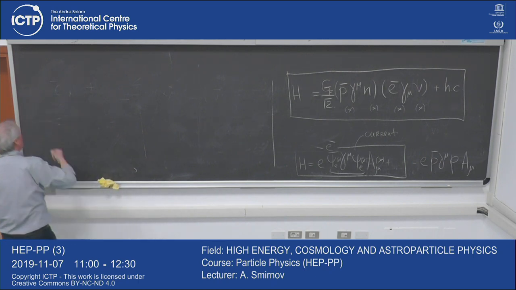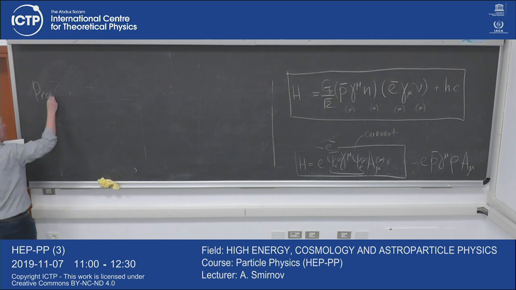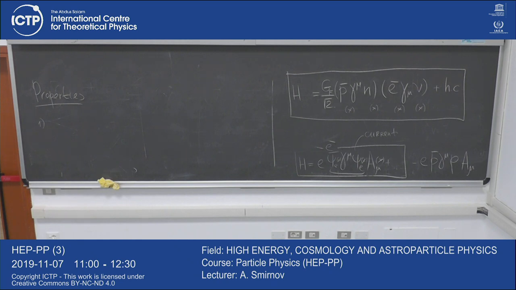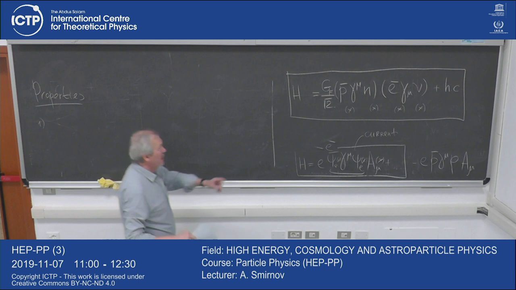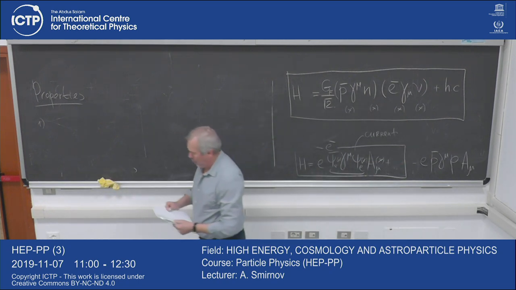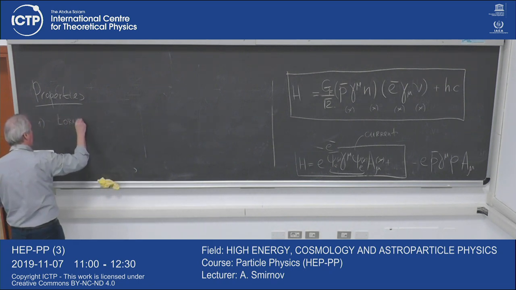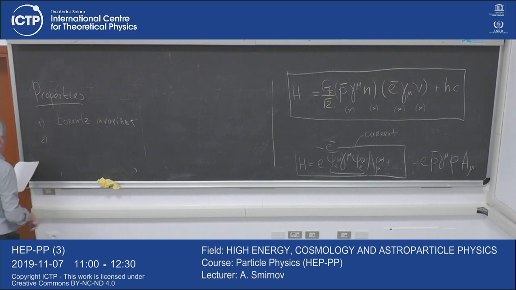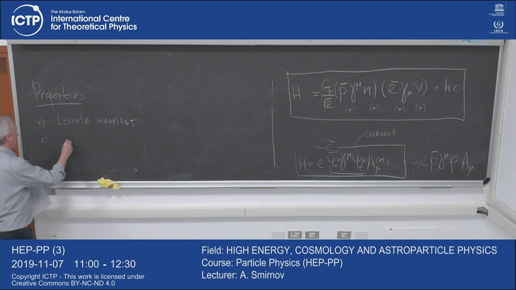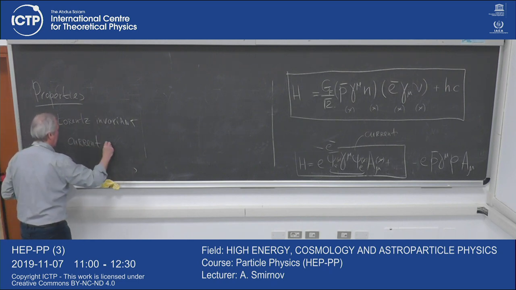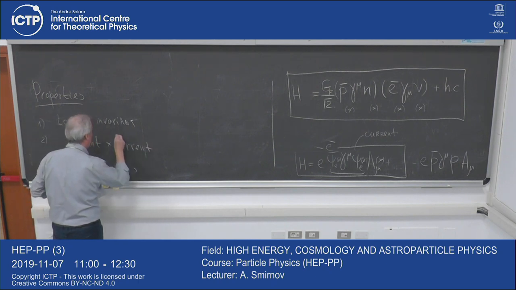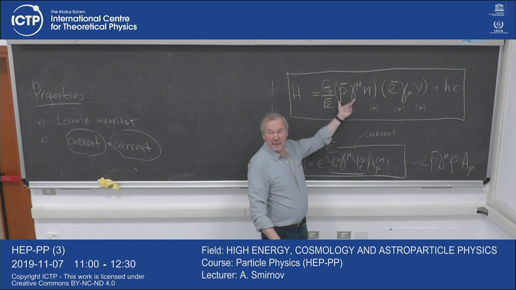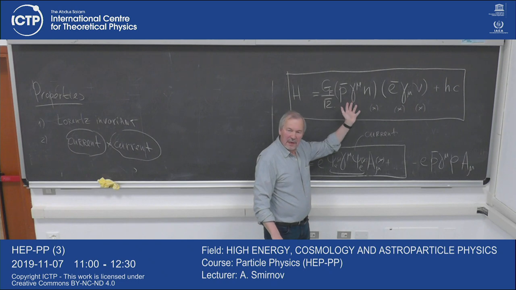Now let us explore the properties of this Hamiltonian. First, of course, it's Lorentz invariant, as it should be, right? It's Lorentz invariant because you have gamma mu here, you have gamma mu here. Second, it has the structure current times current. Remember, this object is a current, right? This object is also a current, and so the Lorentz structure of this Hamiltonian is current times current.